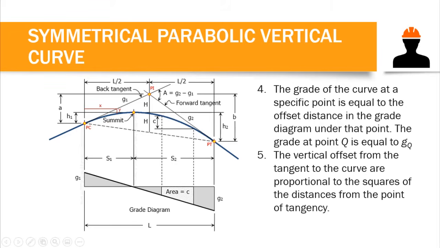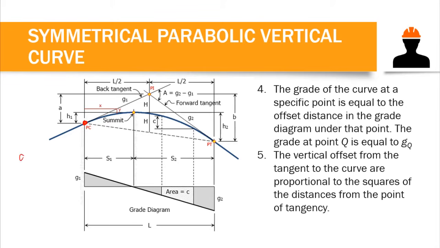The grade at point Q is equal to GQ. Now, this grade diagram here is actually the slope of our curve. By the way, grade is another term for slope, but grade is expressed in terms of percentage.